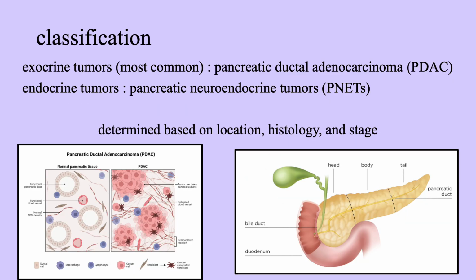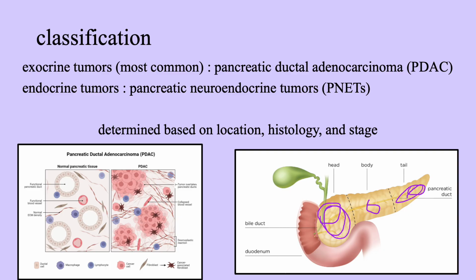Okay, as for classification, it is classified based on the location within the pancreas, the histology, and then the stage of the tumor or cancer. As for location, the head of the pancreas, which is in this region, is the most common place for a tumor. It can cause bile duct obstruction as well as jaundice. And as we know, jaundice is the yellowing of the eyes or the skin. Then there's the body of the pancreas, and then the tail of the pancreas as well. The tail is often associated with late detection due to lack of early symptoms.